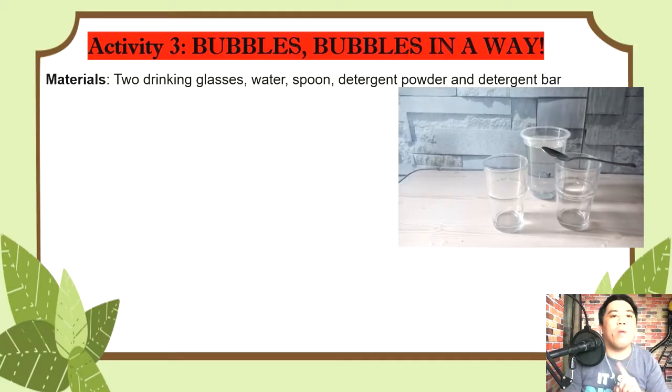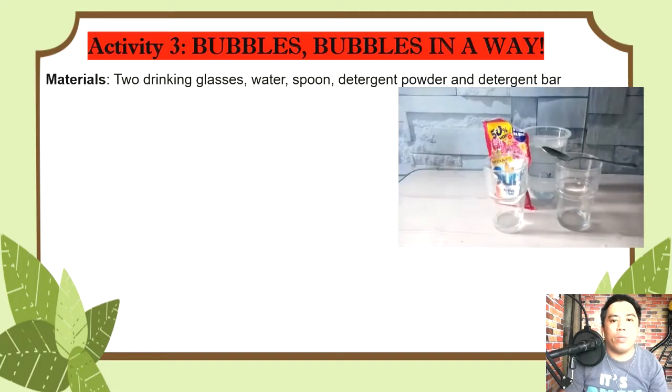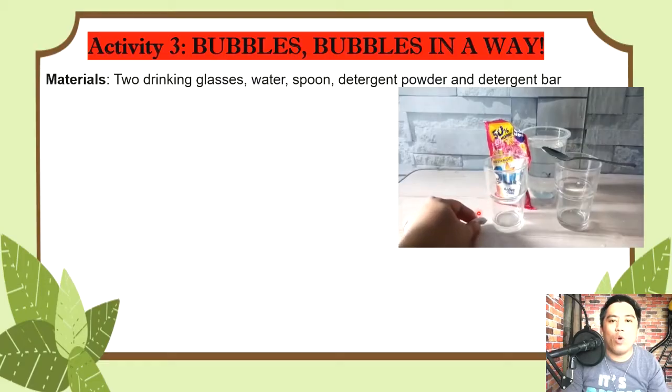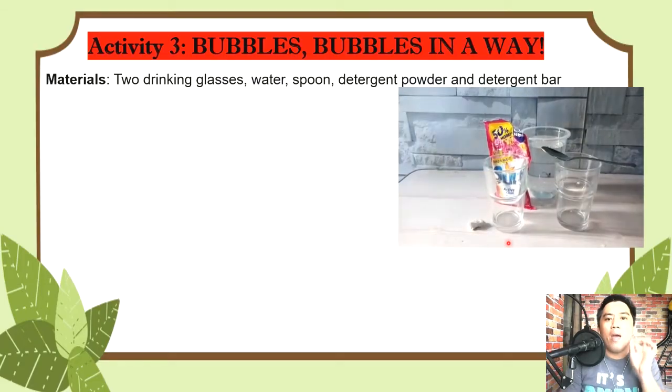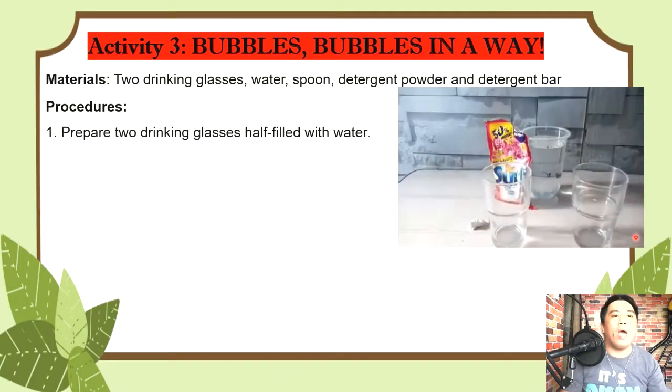Yan. So, yan ang mga materials. 2 drinking glasses, water, powder detergent, spoon, and detergent bar. So, kumuha ako ng maliit dun sa detergent bar dun sa kusina namin. Okay. So, procedure na tayo. Number 1, prepare 2 drinking glasses half filled with water.